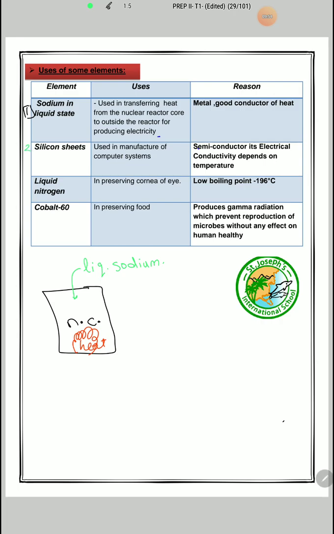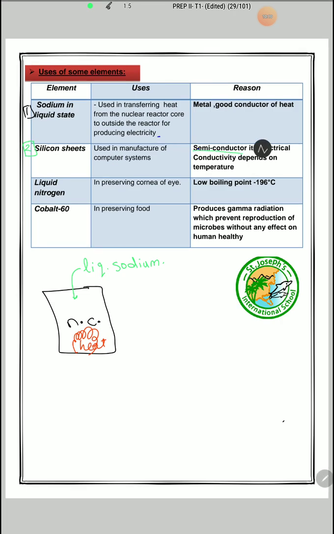Number 2, silicon sheets. It is used in making computer systems. Any computer system, the computer, the laptop, the mobiles, or any other computer or electronic device. Why? Because it's a semiconductor, its electrical conductivity depends on temperature.